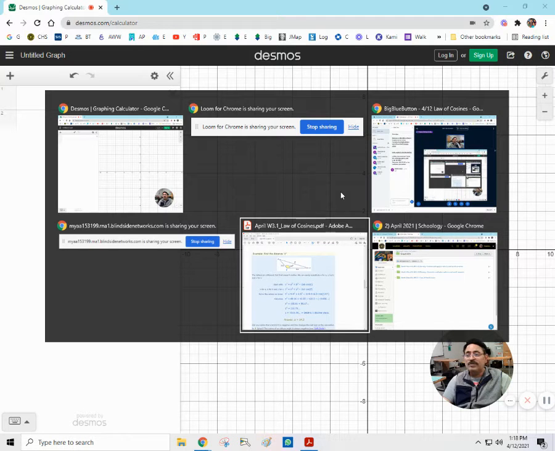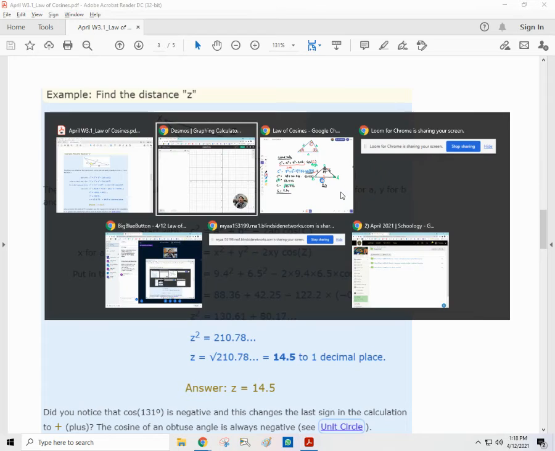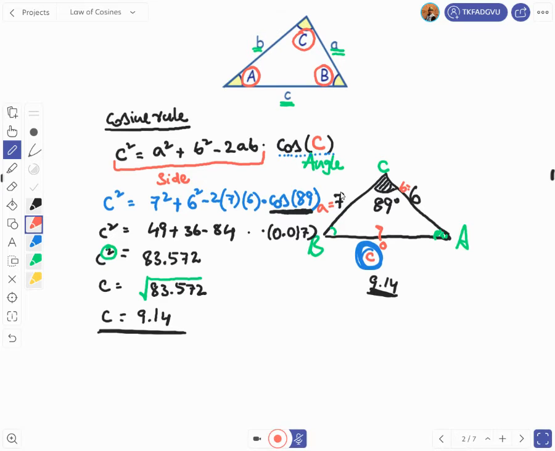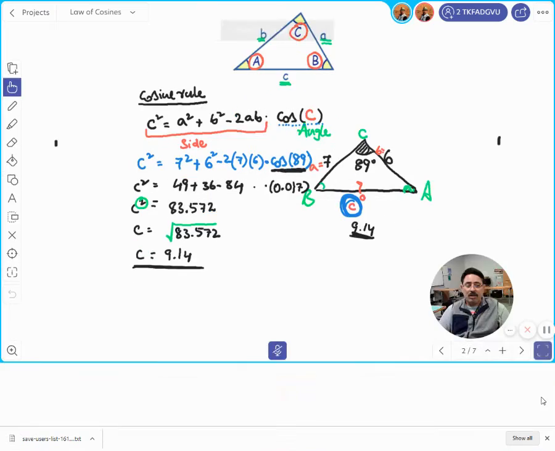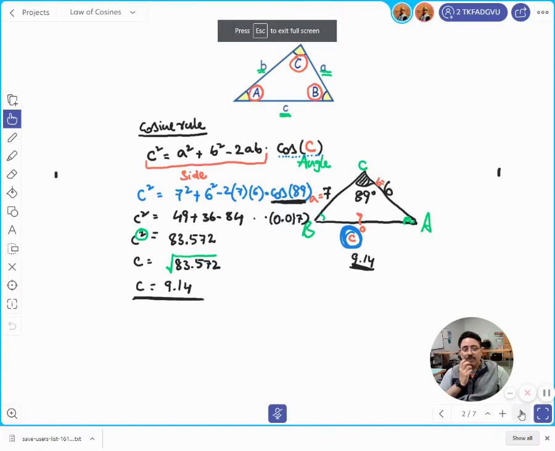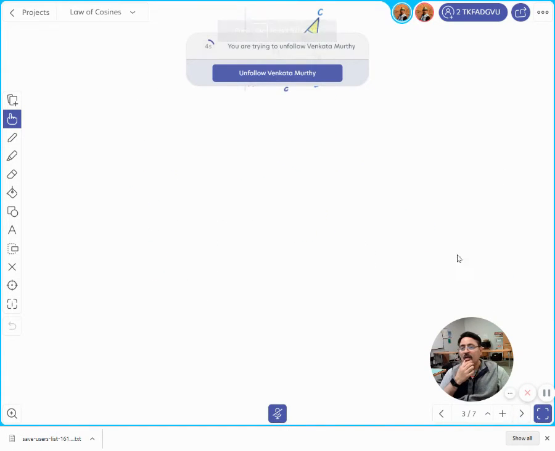Where is my whiteboard? Whiteboard is gone. Whiteboard. Yes, it's there. Okay. Now, any questions on this? Well, let's go to the next question.